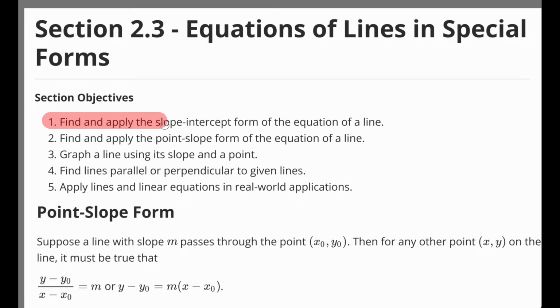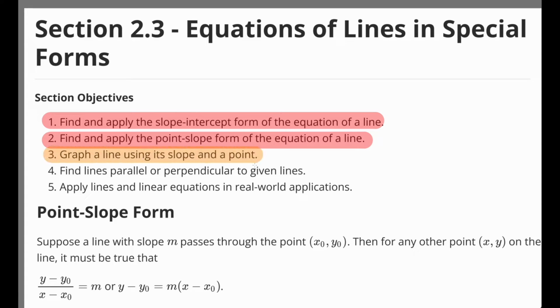Find and apply slope-intercept form of an equation of a line. And by the same token, find and apply the point-slope form of an equation of a line. Semi-related, just looks a little bit different. We're going to graph a line using its slope and a point. We're going to find lines that are parallel or perpendicular to given lines, kind of similar to the last video. And 5, apply lines and linear equations to real-world applications.